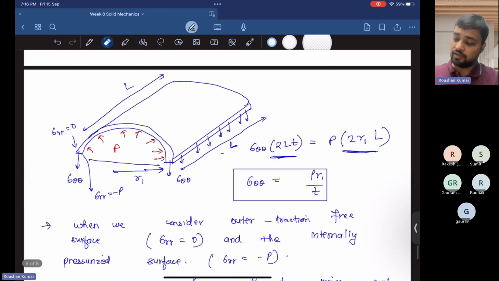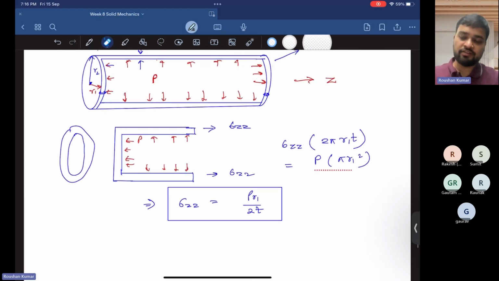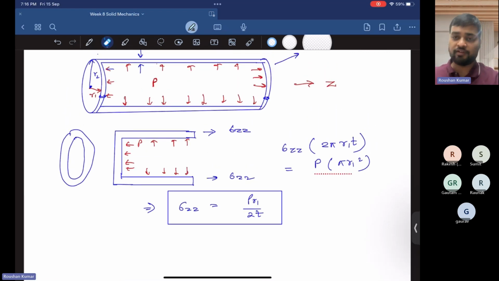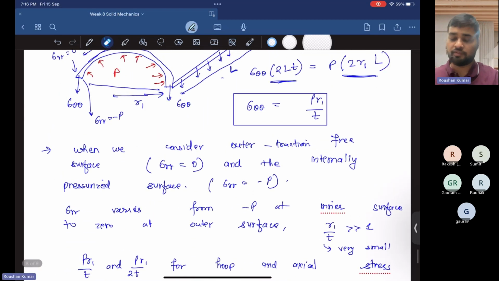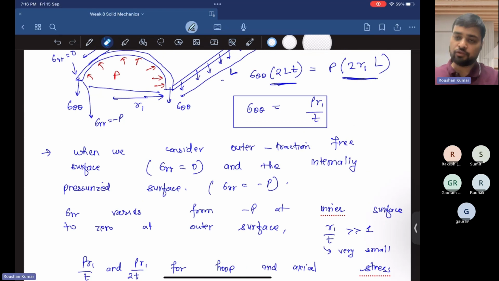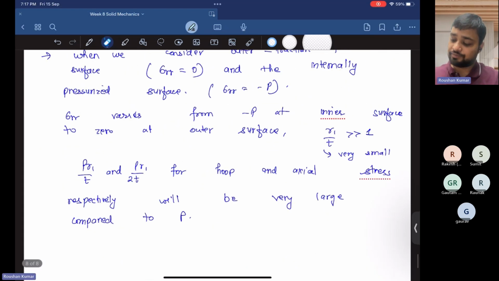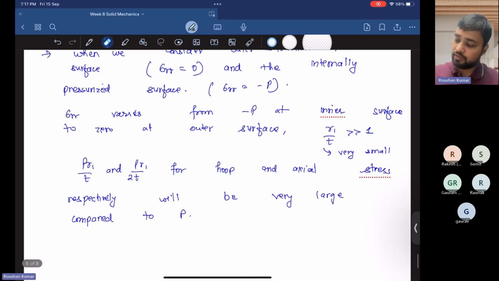But if we look at the hoop, or circumferential stress, and the axial stress, sigma z, the axial stress is given by PR1 upon 2T, and the circumferential stress is given by PR1 upon T. If we see these two values, we can say that PR1 upon T and PR1 upon 2T are very, very large as compared to P. Why am I saying that? Because R1 upon T is itself a very big value.